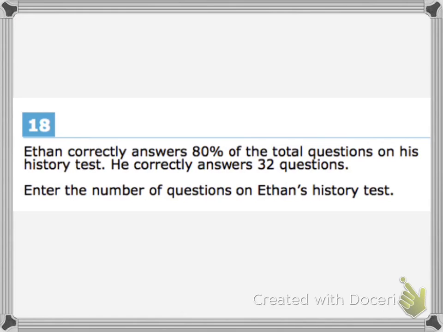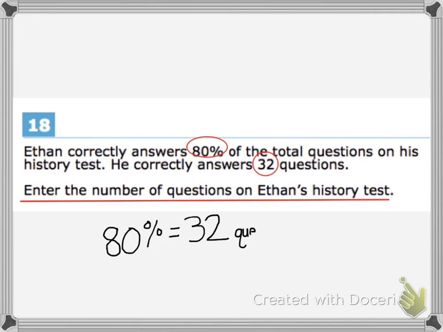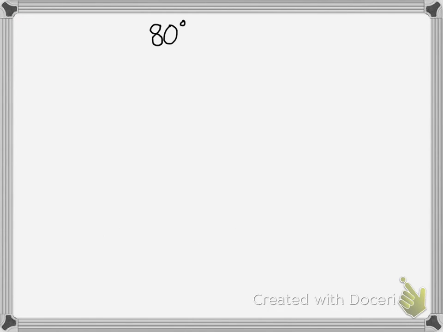Let's get started. Ethan correctly answered 80% of the total questions on his history test. He correctly answered 32 questions. Enter the number of questions on Ethan's history test. So I know so far that 80% equals 32 questions, and I need to figure out how many total questions are on the test. So this is what we have so far.